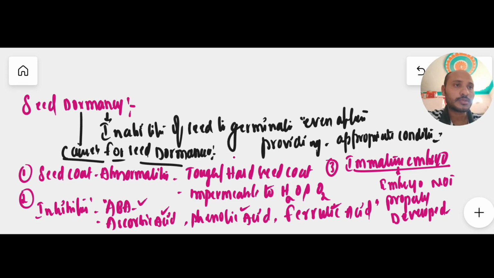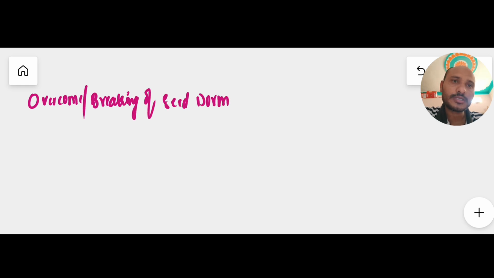Now the most important thing is that there is a solution for the problem. Every problem has a solution. These are the various problems for a seed to germinate, and there is a solution, and we can overcome this seed dormancy. How? We will discuss. Here, overcoming or breaking of seed dormancy. How to overcome, how to break, we will discuss.